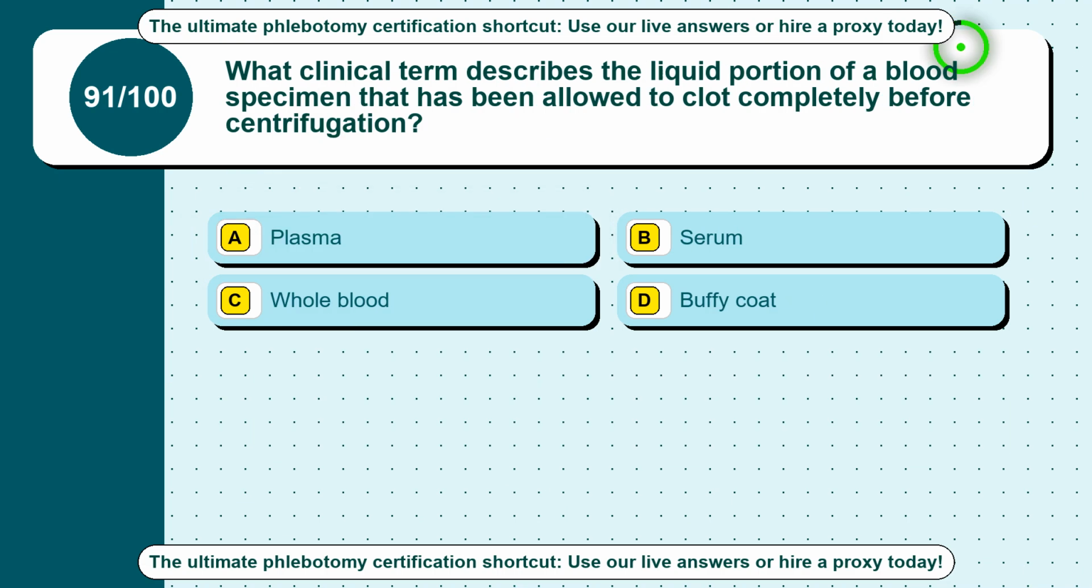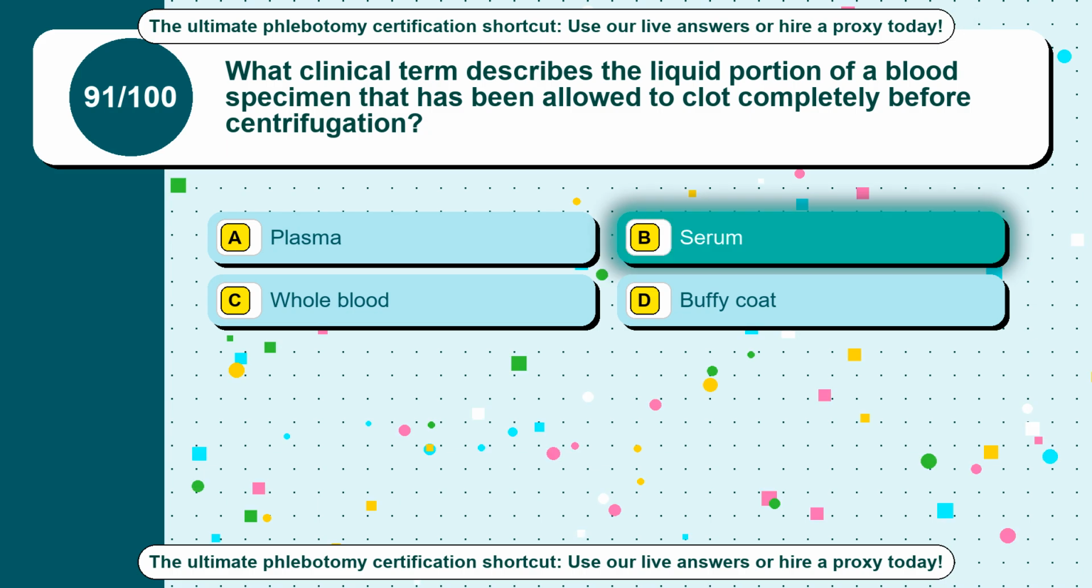Question 91. What clinical term describes the liquid portion of a blood specimen that has been allowed to clot completely before centrifugation? Option A, plasma. Option B, serum. Option C, whole blood. Option D, buffy coat. The correct answer is option B, serum.